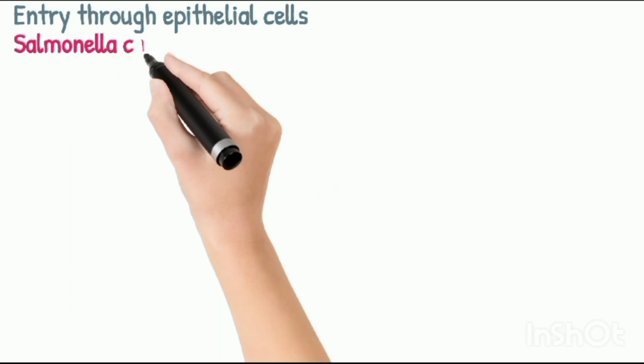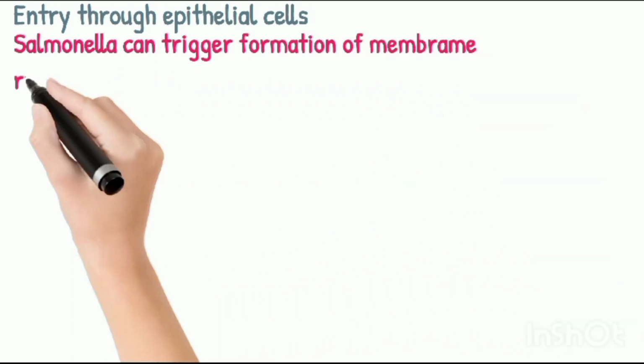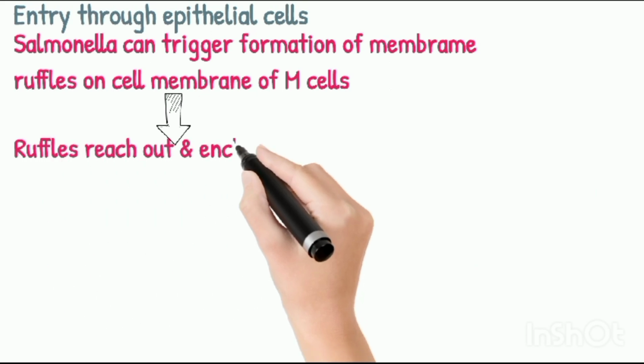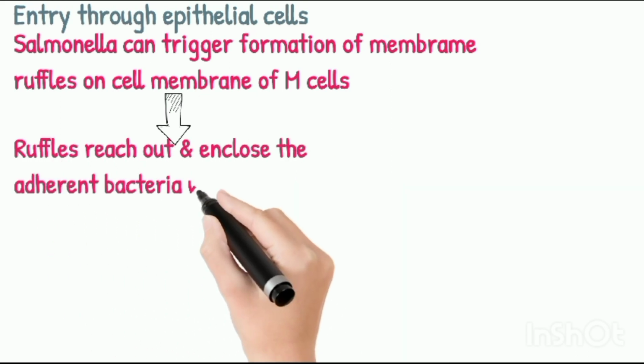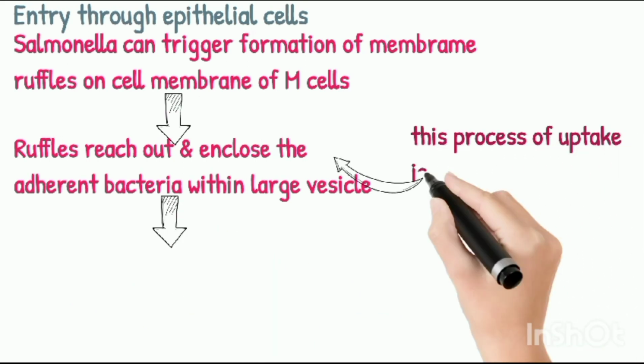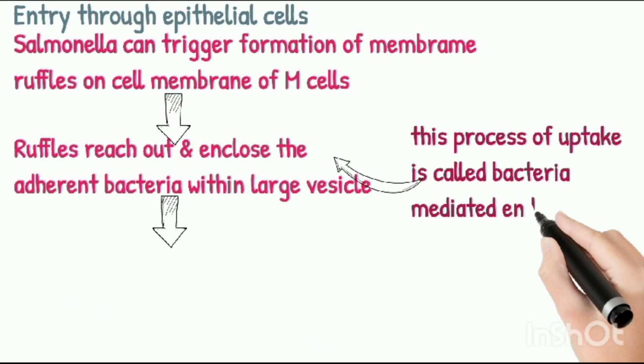Now the mechanism of entry through epithelial cells. Salmonella can trigger the formation of membrane ruffles on the cell membrane of M cells. These ruffles reach out and enclose the adherent bacteria within a large vesicle. This process of uptake is called bacteria-mediated endocytosis.